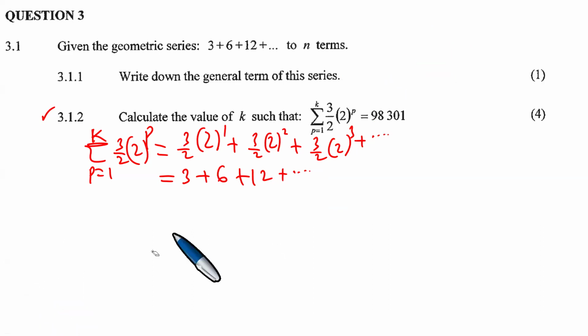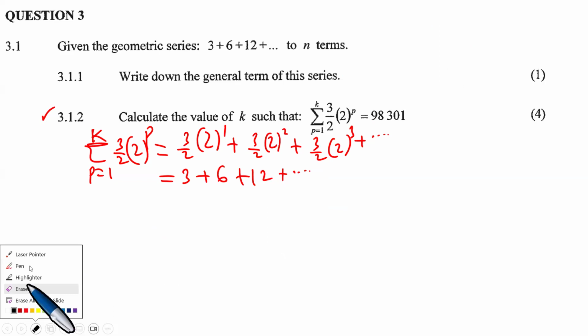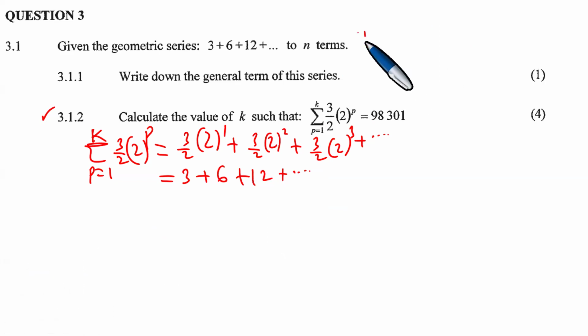Okay, but first things first, let us get what our constant ratio is at this point. So we're going to proceed and say T2 over T1. T2 is 6, T1 is 3, which is exactly 2, meaning our R is 2. It is exactly the same as the given one in the beginning. So just take note of that one.